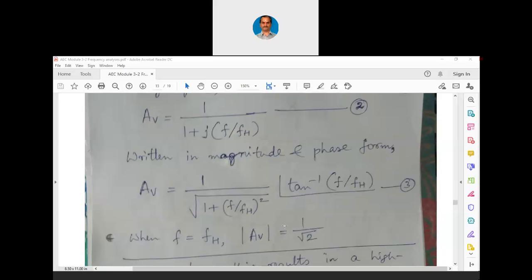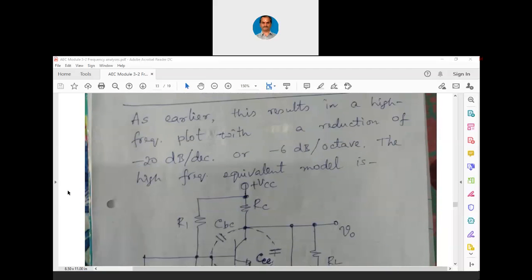So when f equals fh, mod of Av is 1 over root 2. This has already been discussed earlier many times. So now as earlier, this results in a high frequency plot with a reduction of minus 20 dB per decade or minus 6 dB per octave. Please recall that a decade is either multiplication or division by 10 and an octave is either multiplication or division by 2. We had seen this earlier, where our ideal Bode plot will have a roll off of 20 dB per decade or 6 dB per octave as per our calculations.